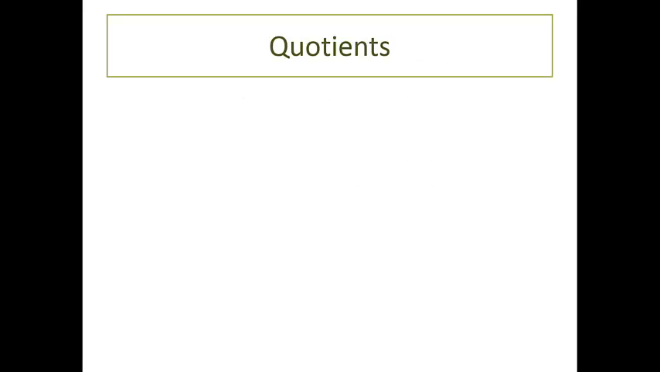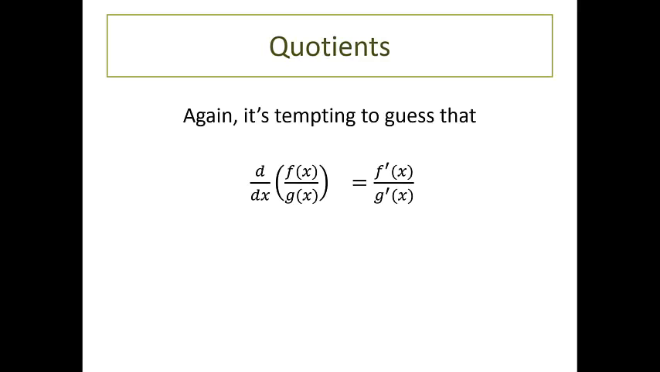Now let's switch gears and turn our attention to quotients. Again, it's tempting to guess that the derivative of the quotient f of x divided by g of x might simply be f prime divided by g prime. But this is incorrect as well.